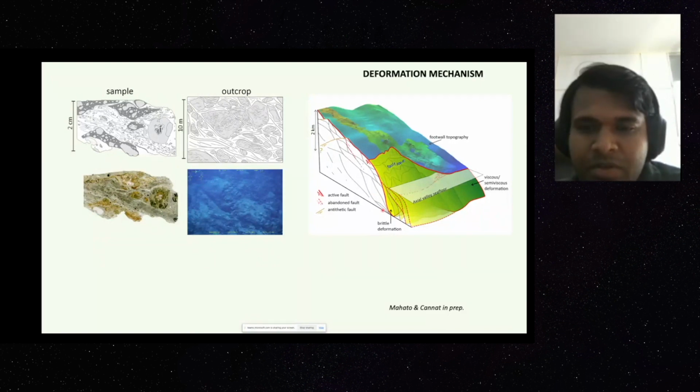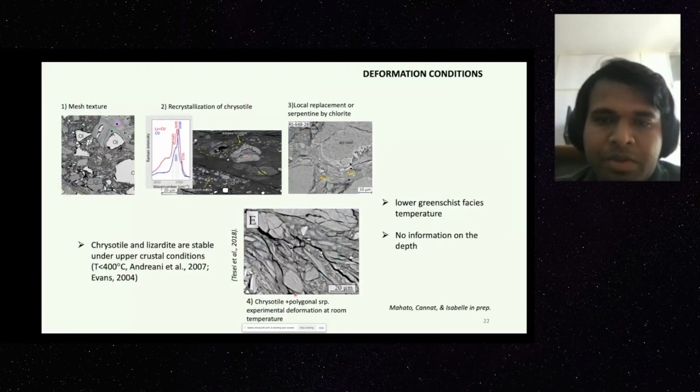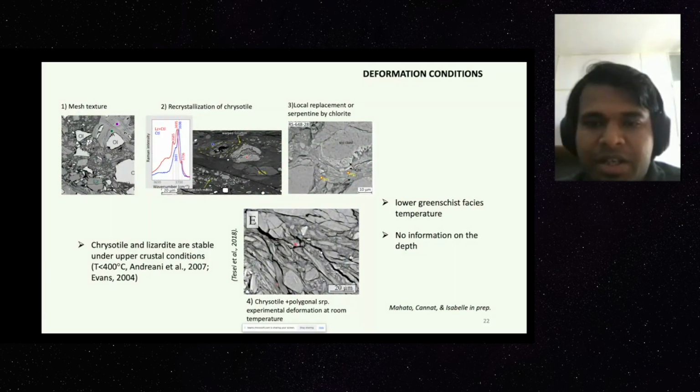This cartoon shows anatomy of several hundreds of meter thick fault damage zone, but I will not go into the detailed mechanics of it, but note this greener and yellow shades of the fault zone, which I will discuss later. So now the obvious question comes: what were the deformation conditions?